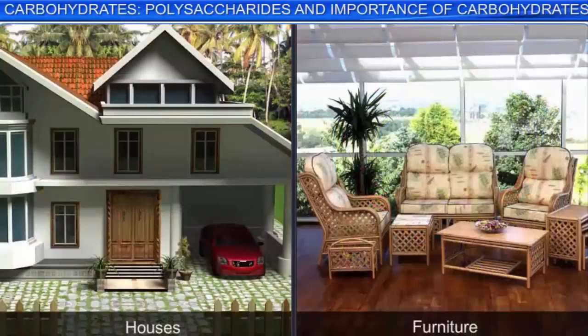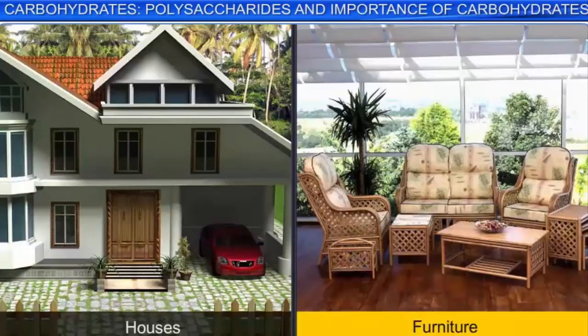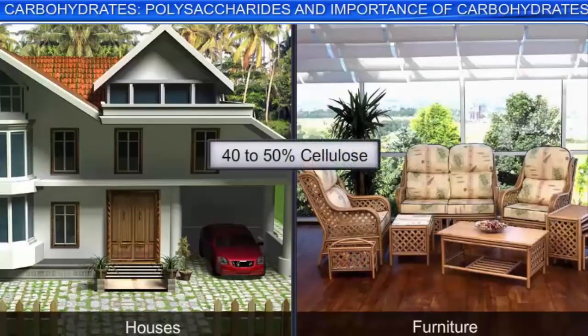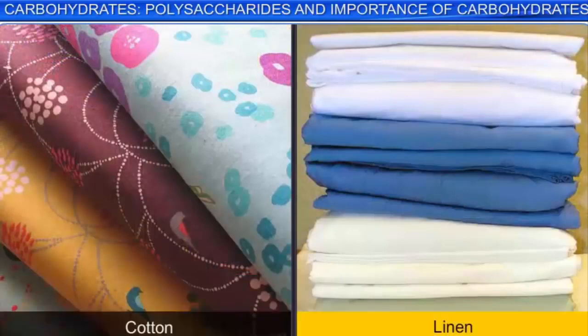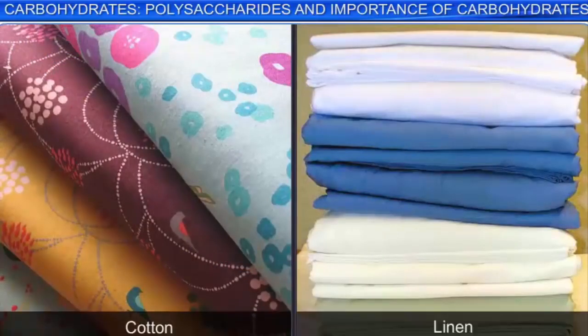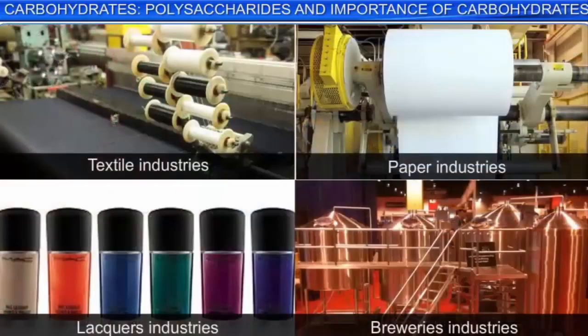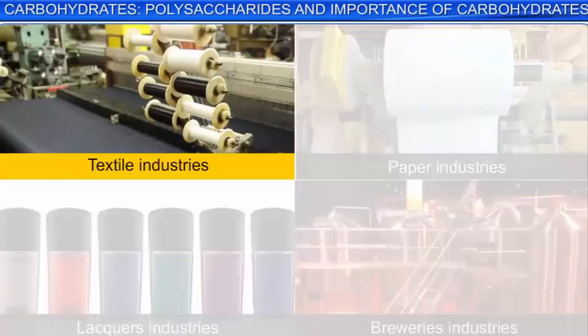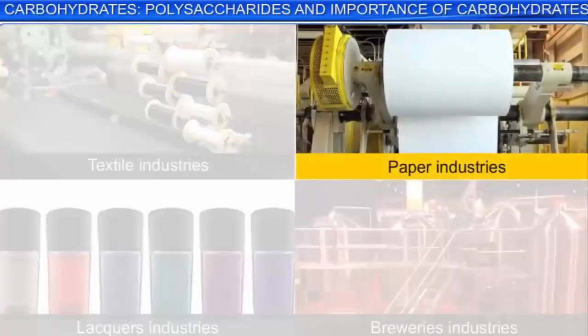We build houses and furniture and other useful items from wood, which is 40 to 50% cellulose. We clothe ourselves in cotton and linen, which are largely cellulose. Carbohydrates provide the basis for a variety of industries, including textiles, paper, lacquers, and breweries.